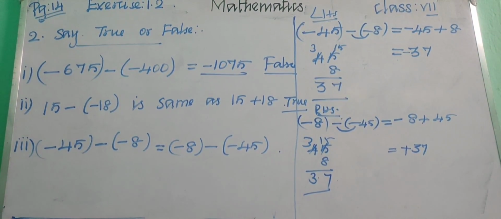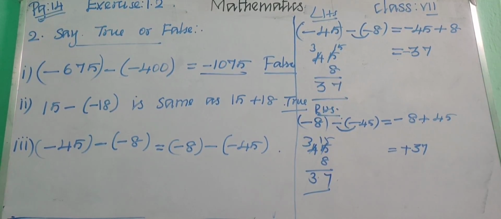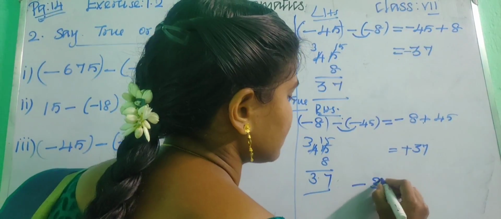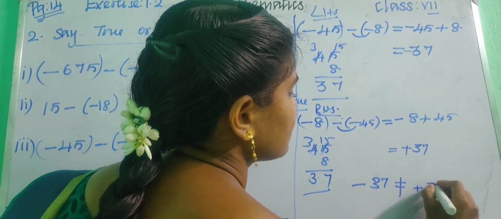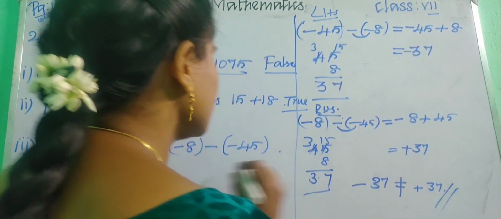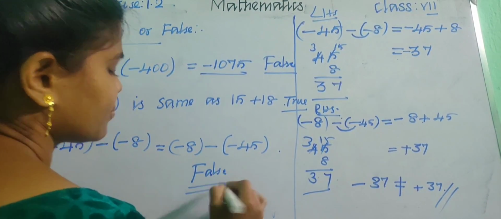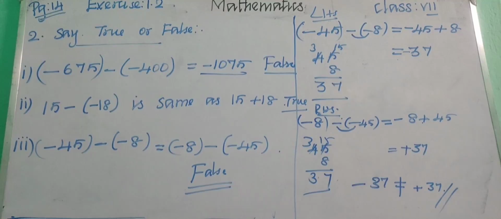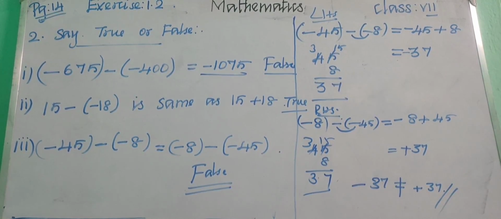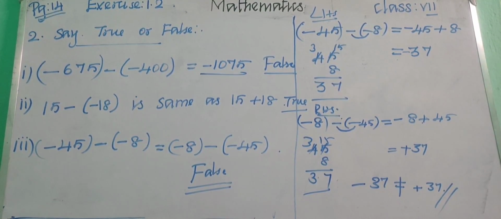So is it the same? No, right? So these two are not equal, okay? So minus 37 is not equal to plus 37. So this one is false, okay? The last one is false. So you can copy it in your notebook, okay children?